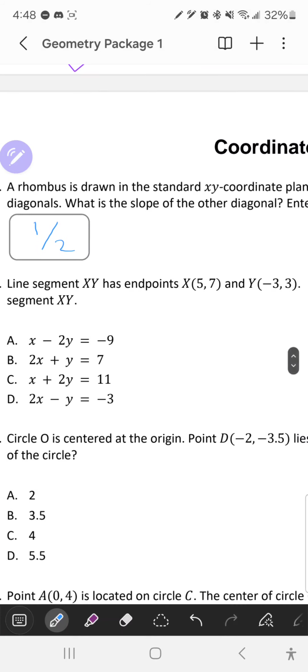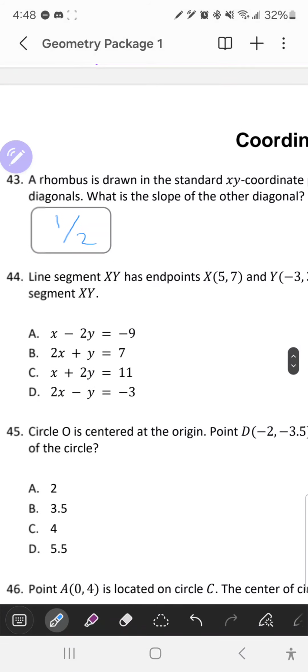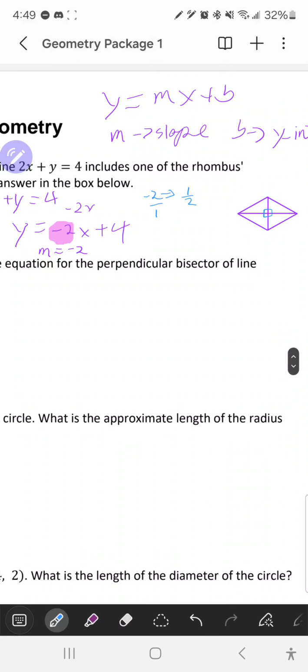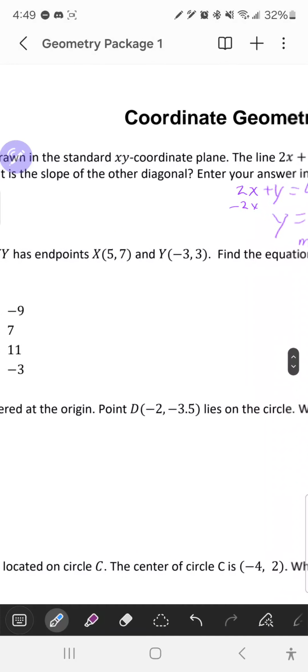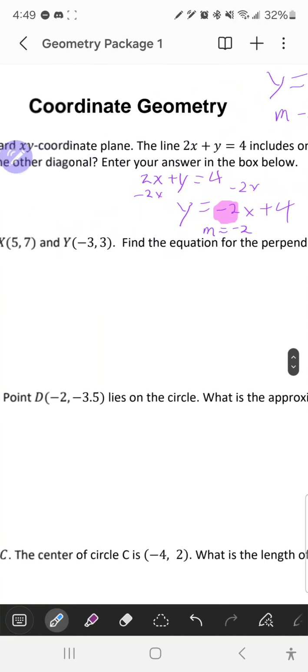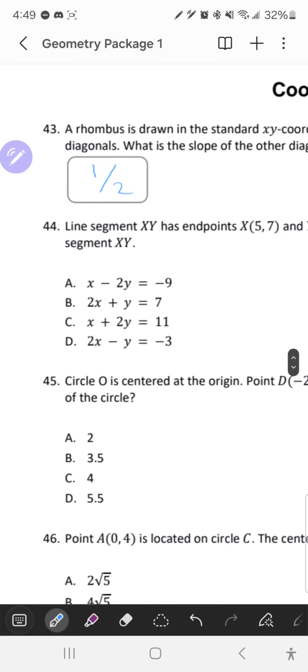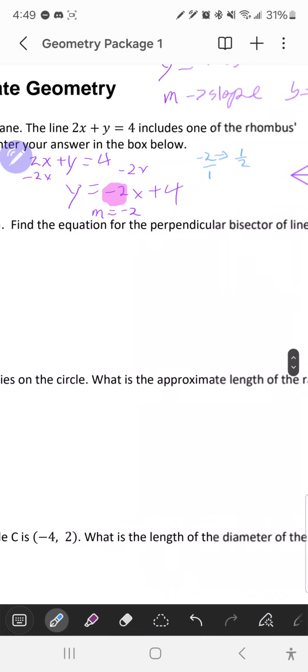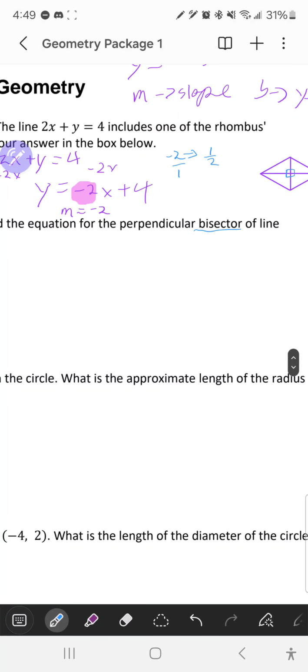I'm sorry. So problem 44 says a line segment has endpoints. Find the equation for the perpendicular bisector of the line segment XY. Perpendicular bisector. So bisector just means that it passes in the middle. And perpendicular means it forms a 90-degree angle. So a perpendicular bisector is a perpendicular line that passes in the middle.